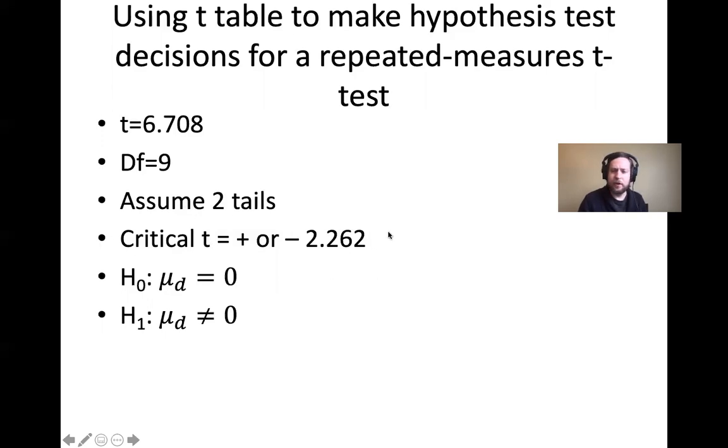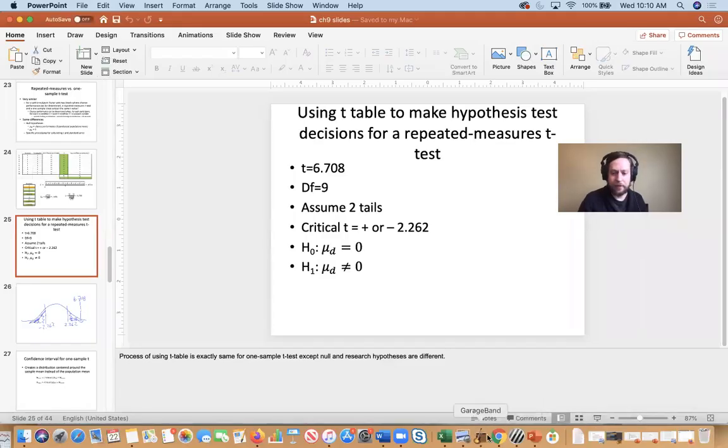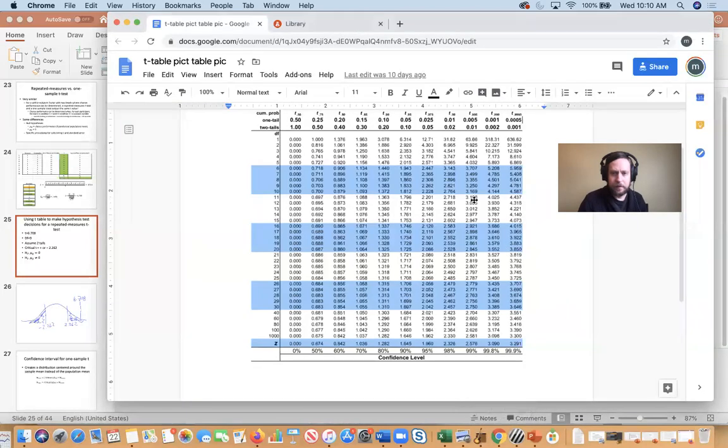We need to determine why this is. So we need to go to our t-table and verify that this critical t is actually correct. We need to look up degrees of freedom 9, 2 tails, alpha equals 0.05, and see what our critical t value is. So here's the t-table. You have t-tables to remind you. I believe it's on slide number 4 earlier on in chapter 9. You have this exact t-table.